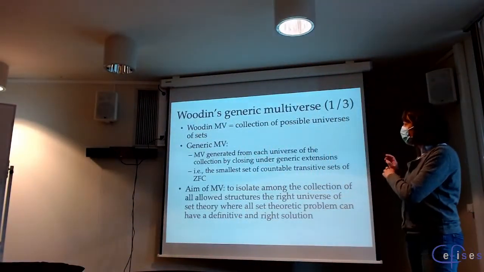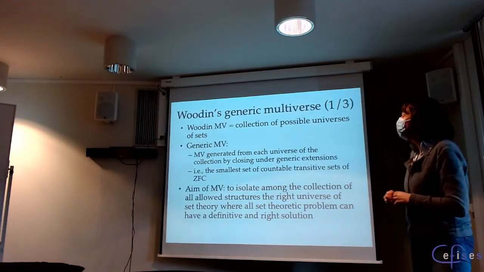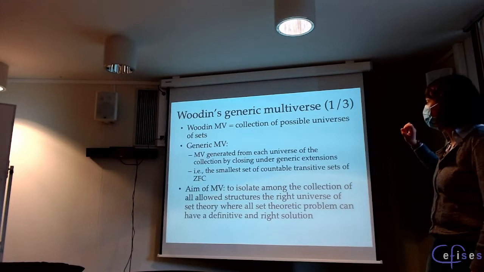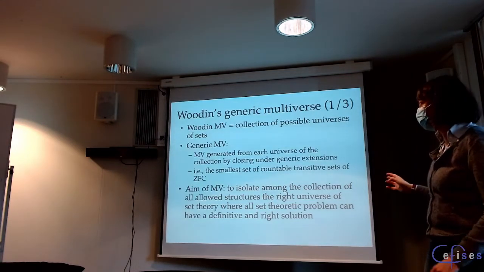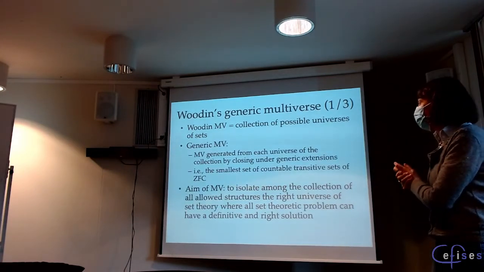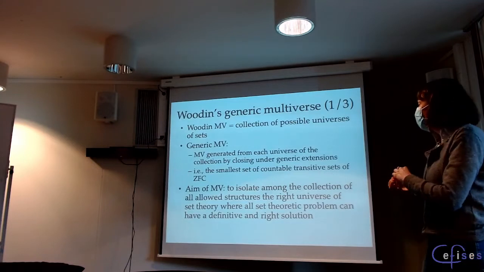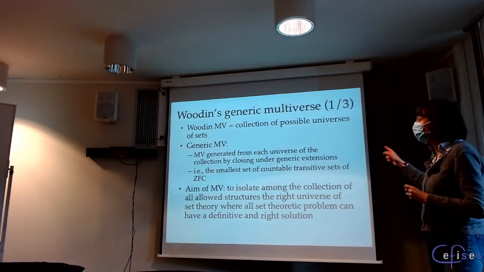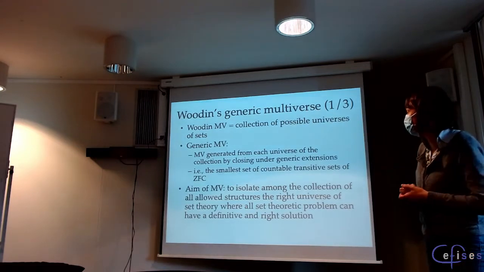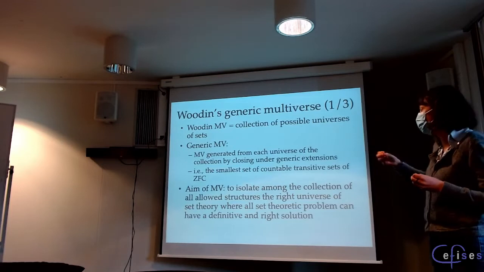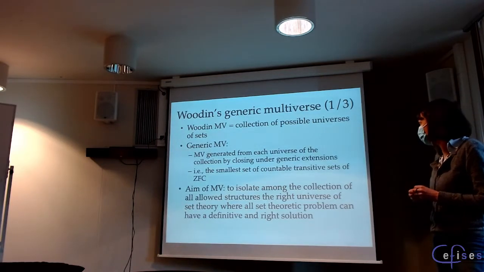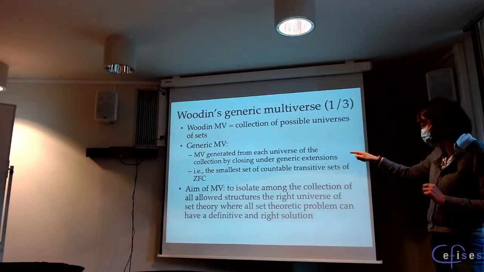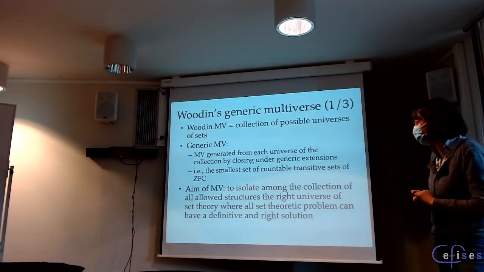The third conception of the multiverse that I consider here is the generic multiverse of Woodin. The multiverse of Woodin is a collection of possible universes of set theory. And it's a generic multiverse, so it's a multiverse that is generated from each universe of the collection by closing under the generic extensions. That's really the smallest set of the countable transitive models of ZFC. So you consider the generic extensions only of these countable transitive models of the theory.